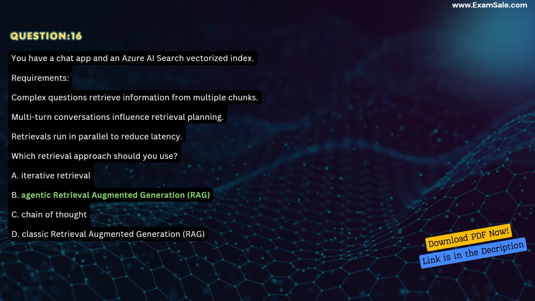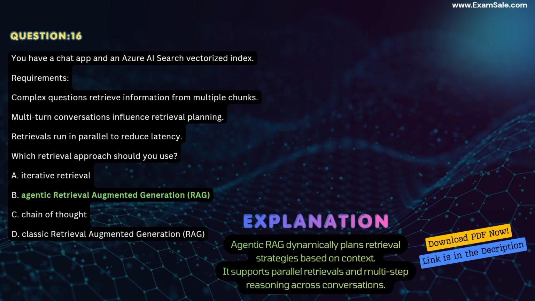Correct answer, B. Agentic retrieval augmented generation RAG. Explanation: Agentic RAG dynamically plans retrieval strategies based on context. It supports parallel retrievals and multi-step reasoning across conversations.